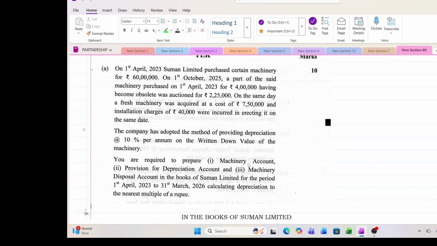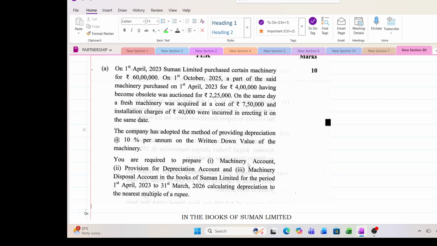But in case a part of a machinery is auctioned or sold on that particular date, whatever depreciation got accumulated will be transferred to machinery disposal account. Here you see that in the provision it gets accumulated, so all that will be on the credit side. So you have to debit the provision for depreciation account and credit the machinery disposal account.